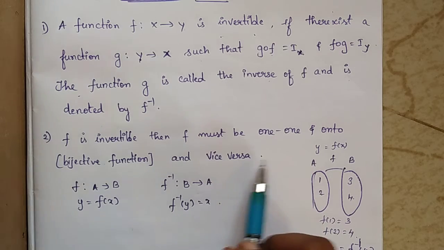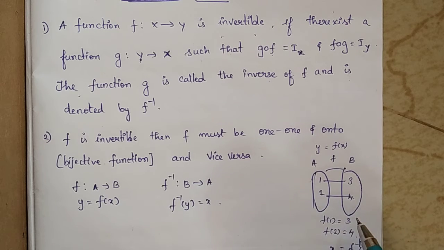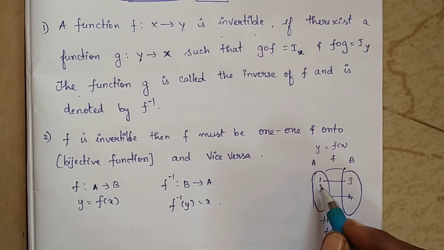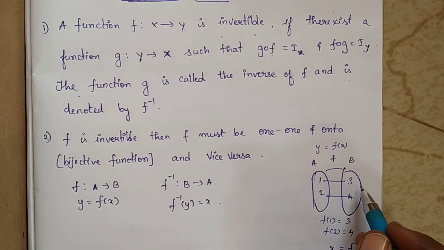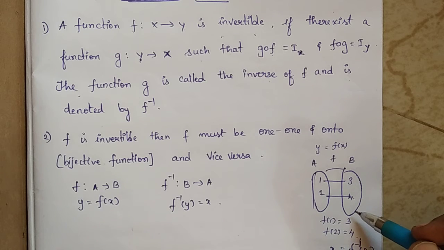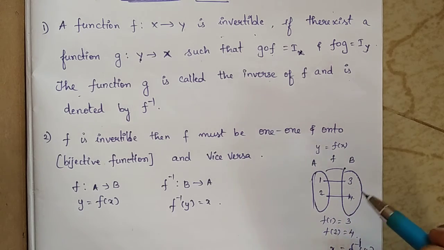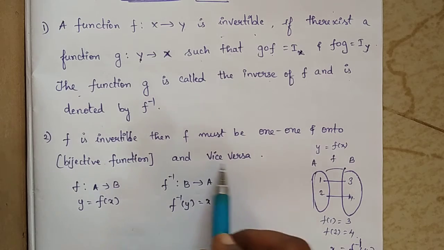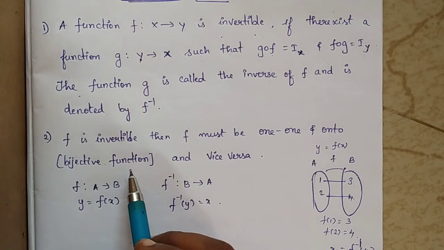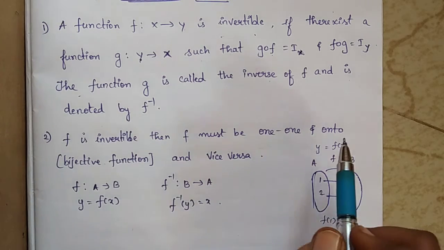1 1 means each element of the set A should have one and only image in the set B. See this and this pair. See, each element of set A should have one and only image in the set B, that is 1 1, and onto means range is equal to codomain. If both exist in a single function, then we can say that function is a bijective function. And vice versa, if I know that the function is bijective, then automatically I can say that that function is 1 1 and onto.